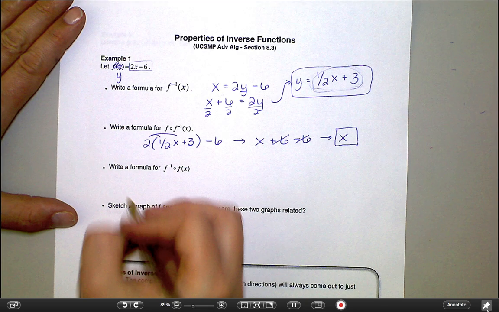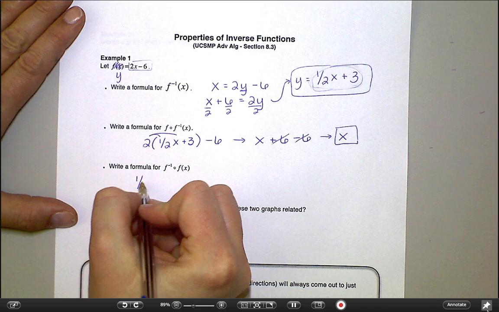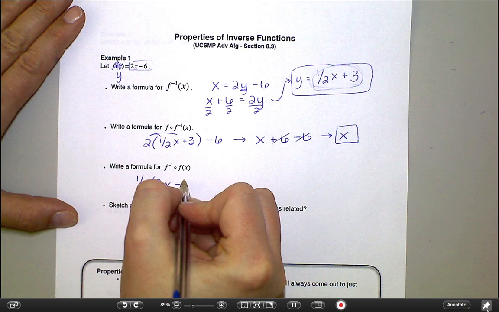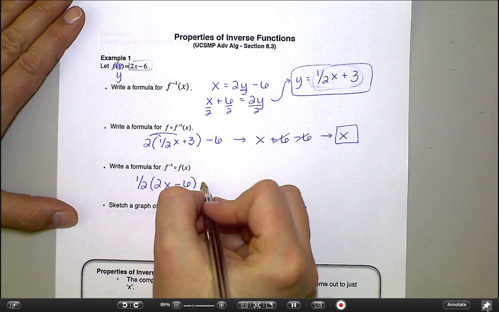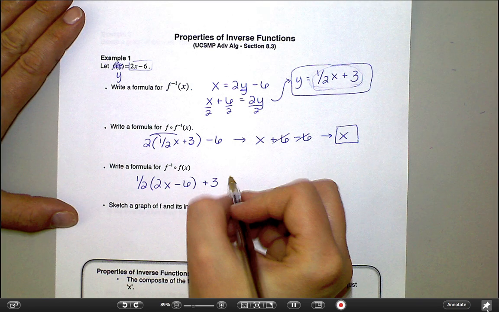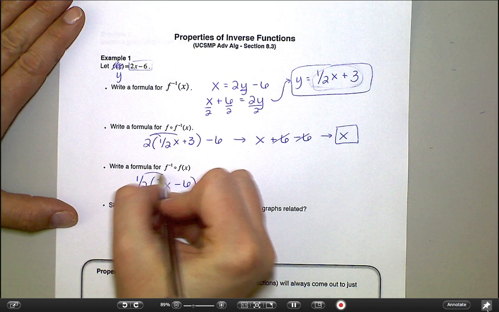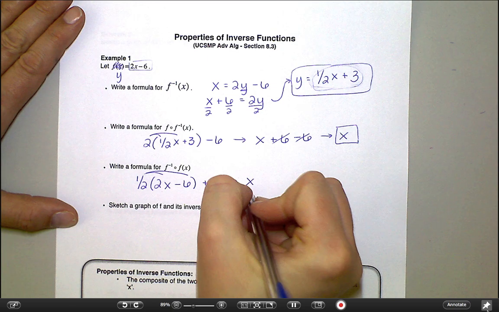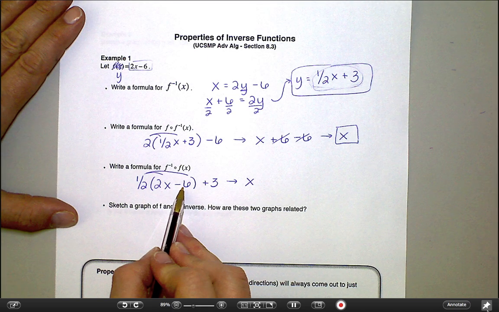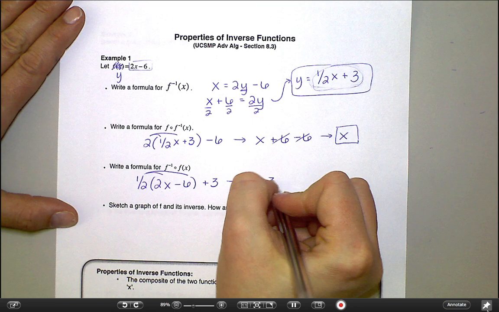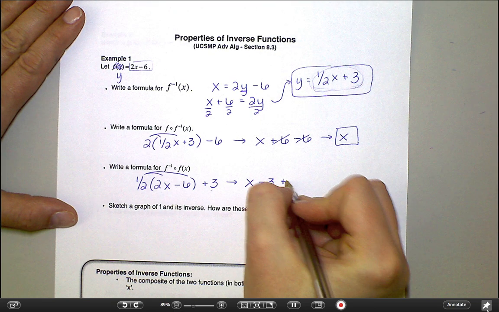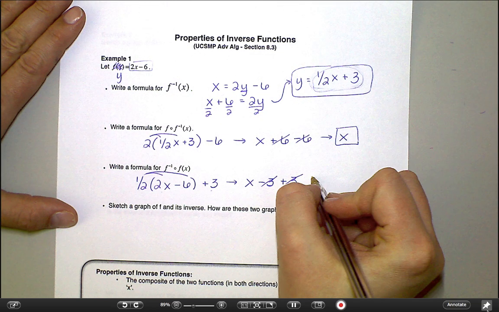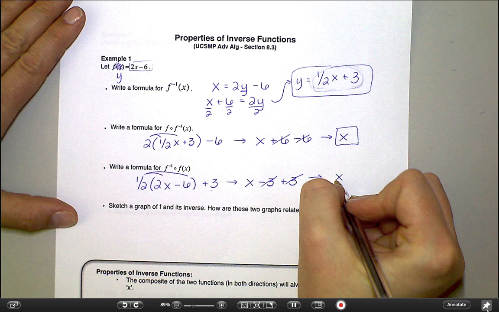Okay, so let's see what that's going to look like. That'd be 1/2, and then instead of x, I'm putting 2x minus 6. And then I still have my plus 3 on the outside. Let's distribute the 1/2. So 1/2 times 2 gives me 1, so that would be 1x. 1/2 times negative 6 would give me negative 3. And then I still have a plus 3. Okay? Negative 3 and positive 3 cancel each other out, and I'm left with just x again.